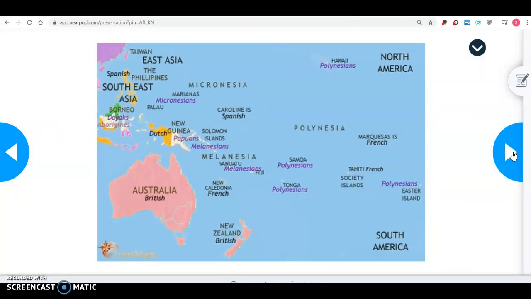As far as Oceania is concerned, you can see that the British are going to have a large impact on Australia and New Zealand. And then when we get to the little islands, you're going to see that there's a large impact of French as well as Spanish, even American. I mean, we came in and took over some of the islands too, during our imperialism time.